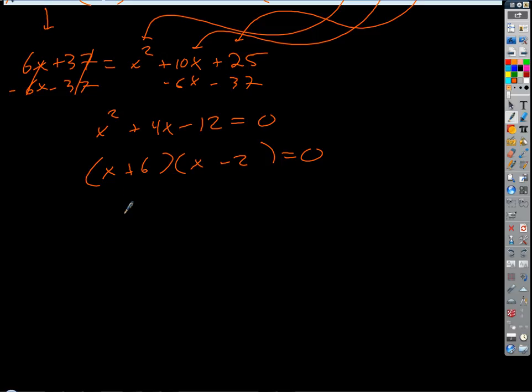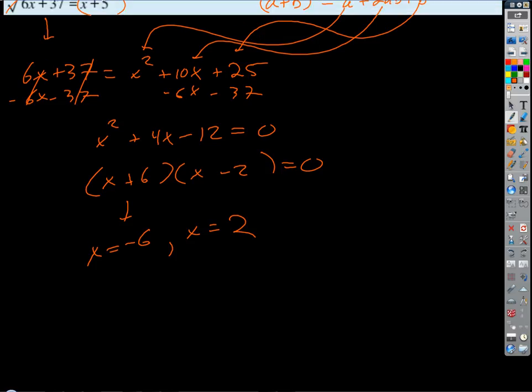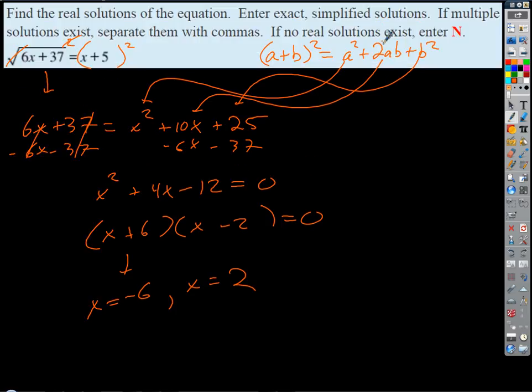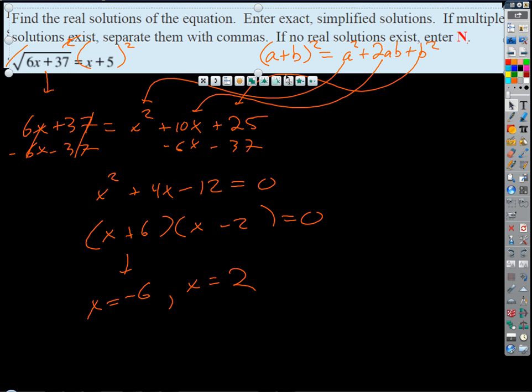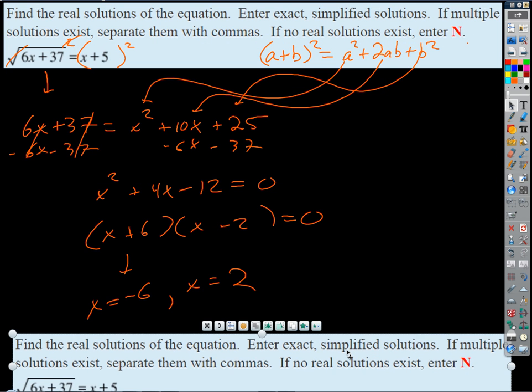So what are my zeros then? X equals -6 and X equals 2. Okay, but now watch this time, right? We get -6 and 2, but we gotta check this. So we gotta go back to our original problem. Let's check that in the original problem, right?